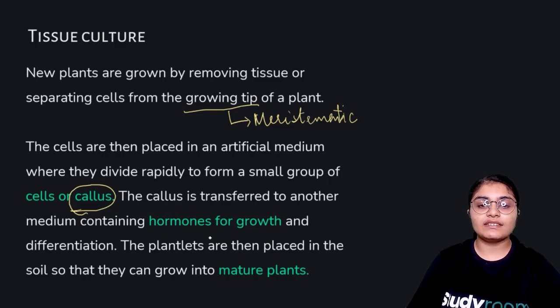So this callus is then transferred into a medium where hormones for growth and differentiation are present. So you might have heard about the hormones that are important for the growth and differentiation of plants. We had studied those hormones before. So those hormones are present in that medium, and in that medium we place the callus, and then the callus grows into small plantlets, okay. They grow into small plantlets, and then these plantlets are again placed in the soil so that they can grow into mature plants. Using tissue culture, many plants can be grown from one parent in disease-free conditions.